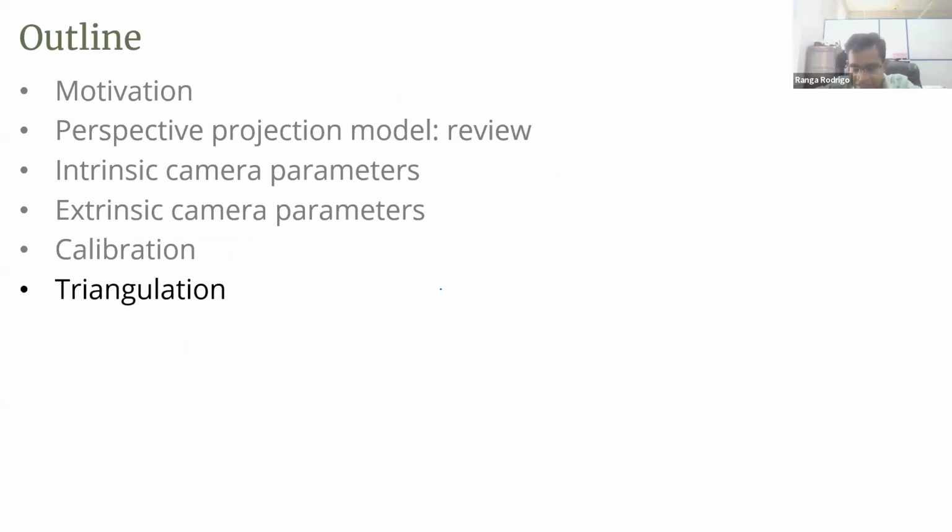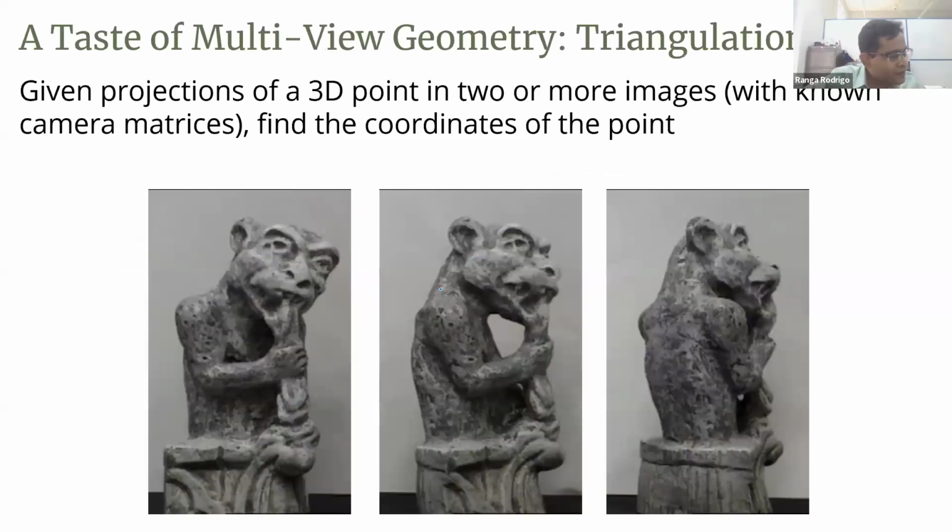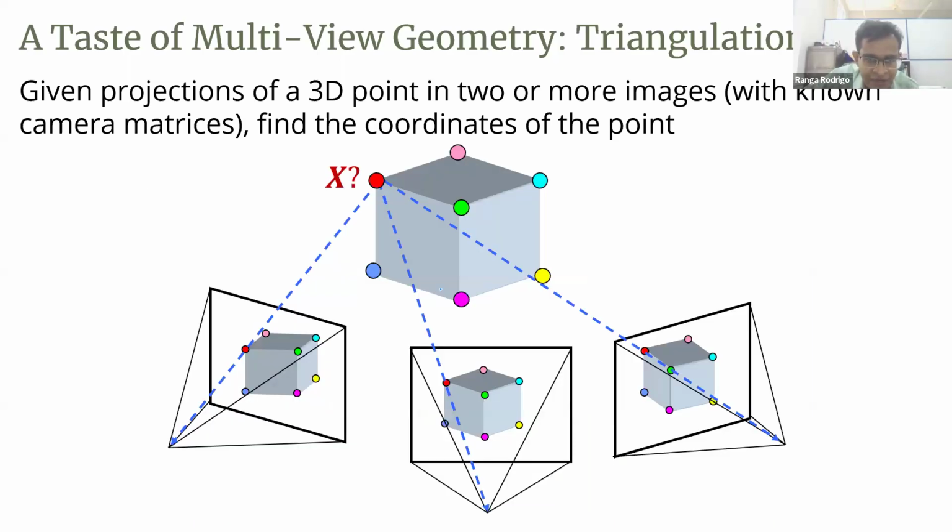So we briefly look at triangulation and then stop this. Triangulation means now you have three pictures of the same scene. These are the corresponding points. You can see it's the left eye of the character. Given a projection of 3D points on two or more images, this is the 3D point, and its projection here, here, and here in three images, with known camera matrices, find the 3D coordinates of the point.